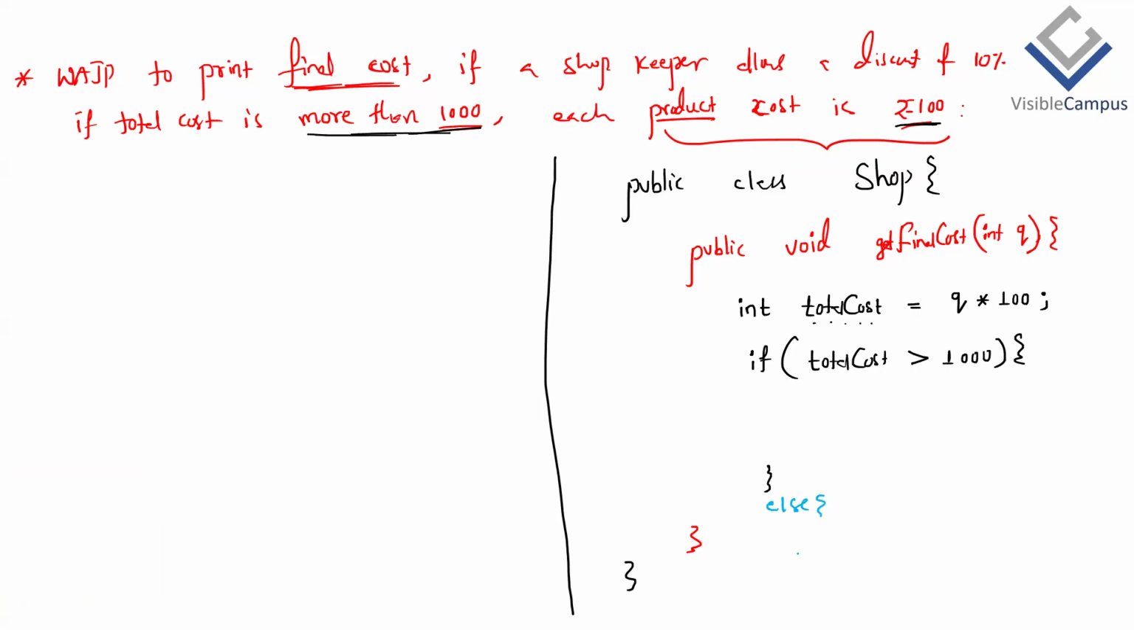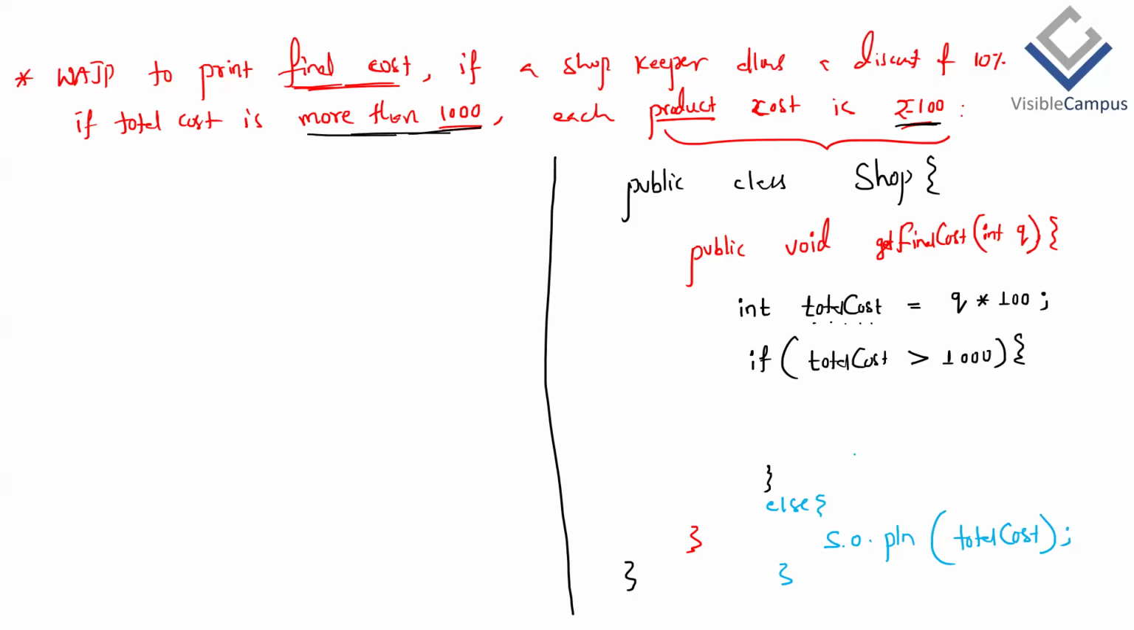Therefore, there is an alternate, the else part. What should we print? No discount means what do we have to print? Total cost itself we have to print. So in this else part, no discount, I am printing the same total cost with the same variable name, totalCost only.